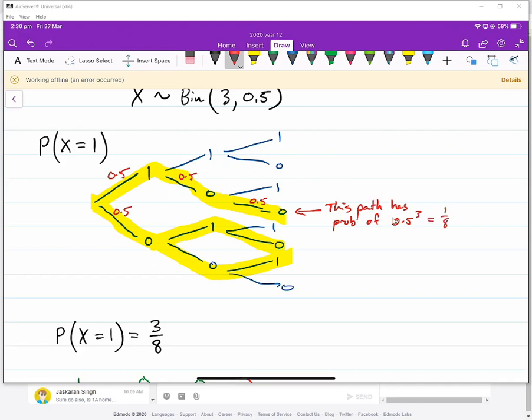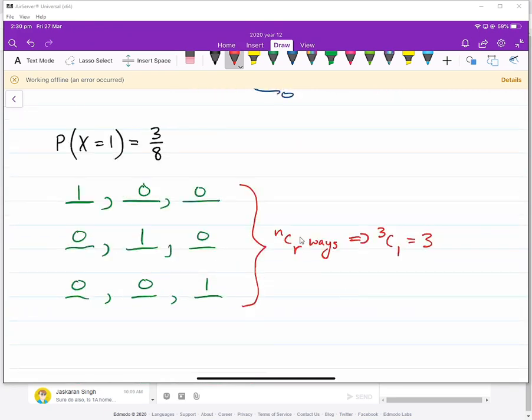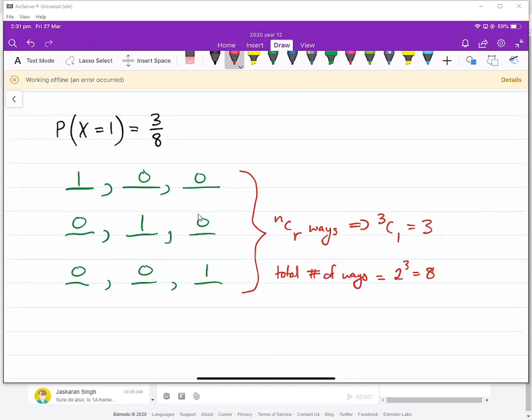Okay? This one's got 1 over 8. This one here is 1 over 8, and this one here is 1 over 8. So I guess what we want to realize with this is there's nCr ways, and the total number of ways we could have just looked at from this is that there were two choices, so there's 2 cubed, which is 8 ways, and that's why we get our 3 over 8.